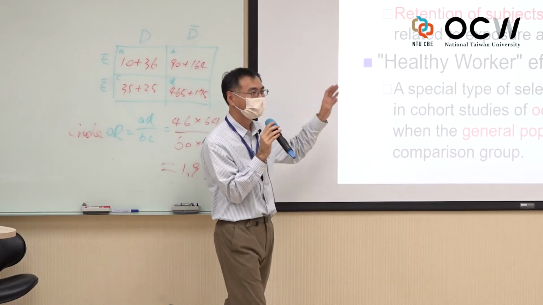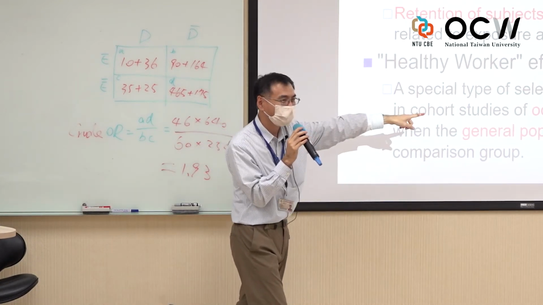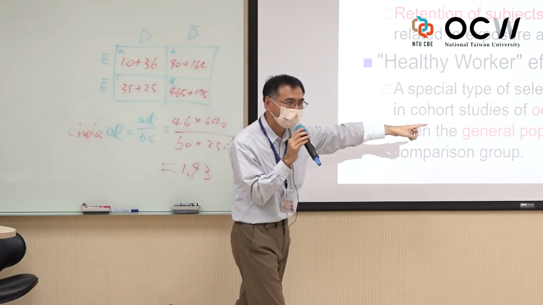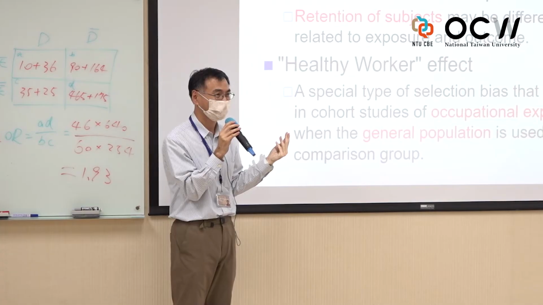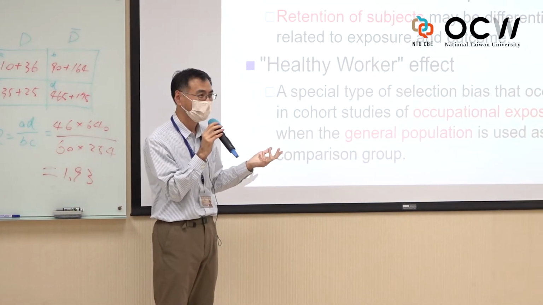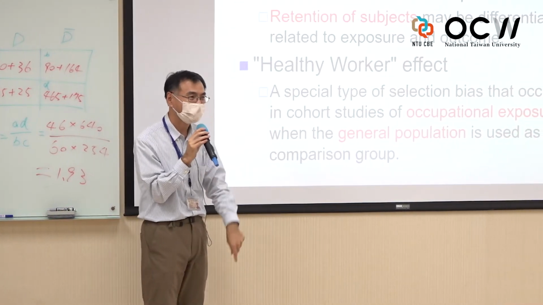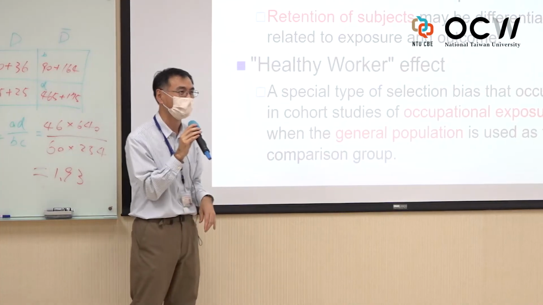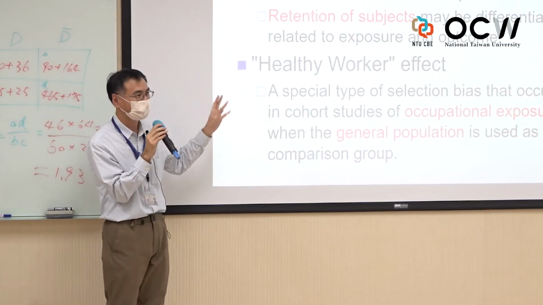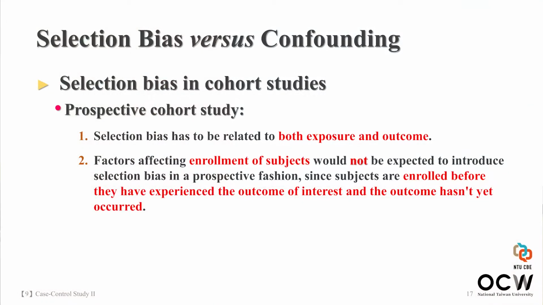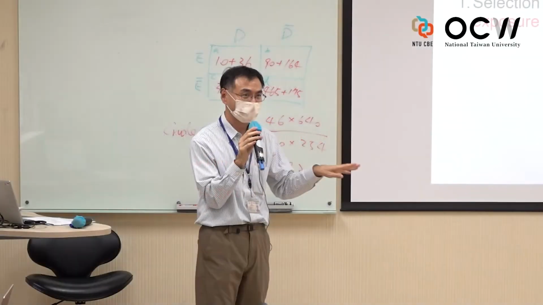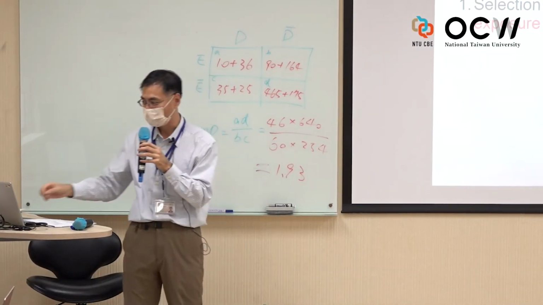So they have been selectively exposed to something, right? And the reason why they were selected for the occupation is because they are stronger and healthier, and that's directly related to the outcome, the risk of disease. So the healthy worker effect is a great example of selection bias. In a prospective cohort study, selection bias has to be related to both exposure and outcome. That's what I have emphasized before.